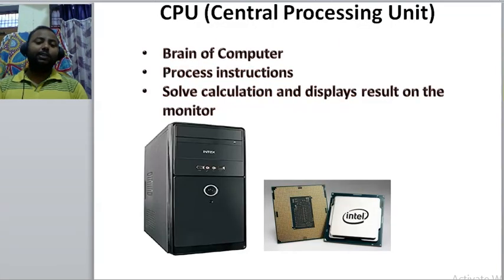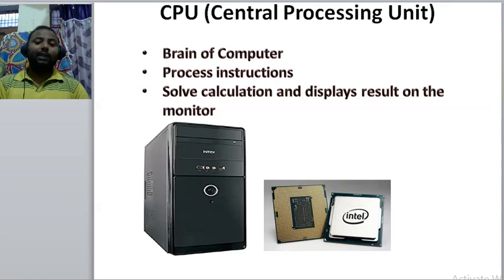Now we will look at the CPU. As you can see in the picture, there is the CPU and you can also see the CPU chip. It is known as the brain of the computer. Whatever instructions we give to the computer are processed by the CPU.